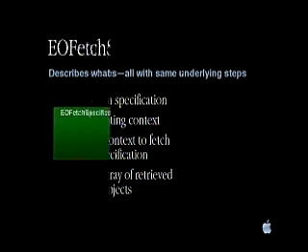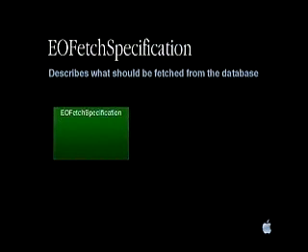All right, so let's do a fetch specification. What are we going to get from the database? Well, the first thing we need to tell it is what kind of thing we are getting from the database. The entity name. It's just a string. It's the name of the entity in the model. What table are we fetching against, basically?